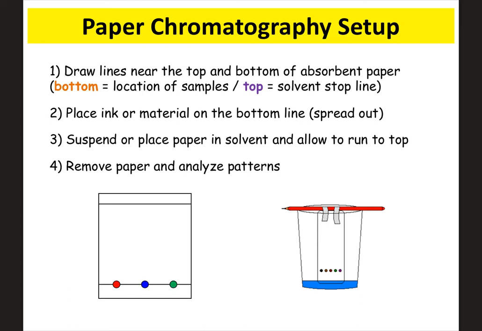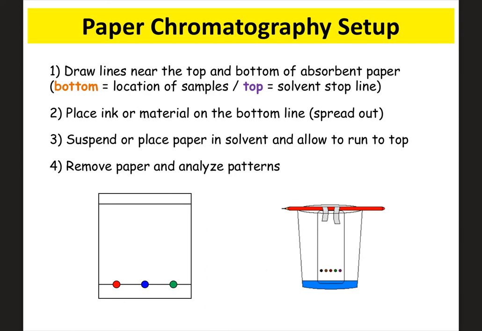You could do this with filter paper or coffee filters. You would draw lines near the top and the bottom. So the bottom line is where you would put your samples, and then the top line is where you would want to stop it. When your solvent got to that level, you would want to stop the chromatography.